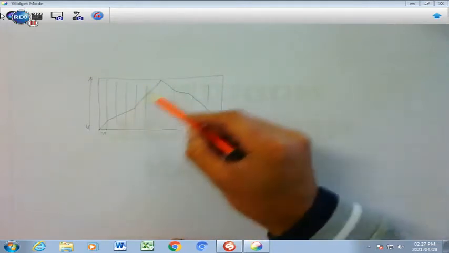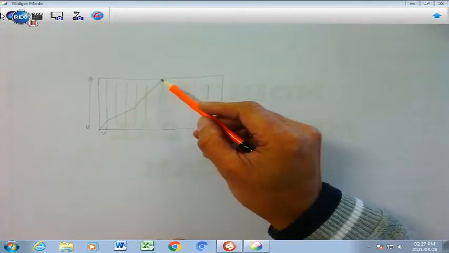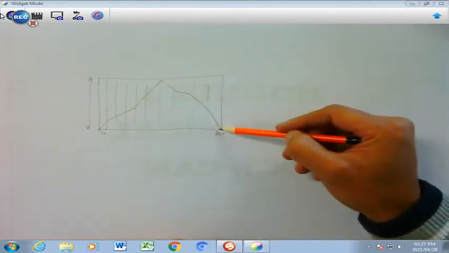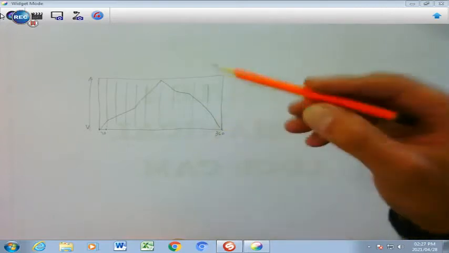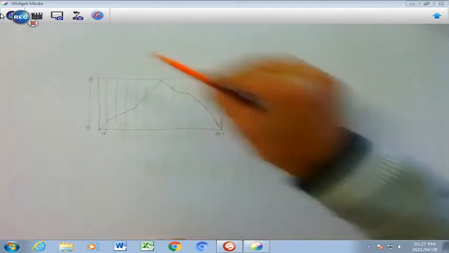It will start there, go up to the top, and decline again to its origin, which we will find here. The information will guide you as to how you need to draw that cam displacement diagram.